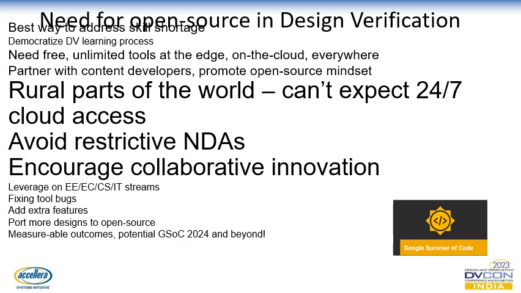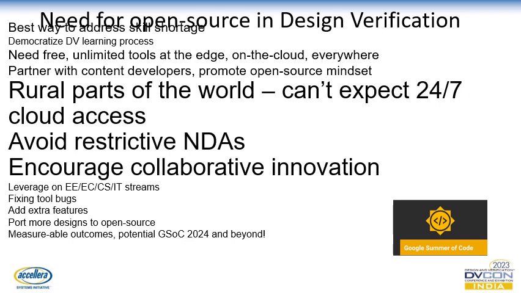And specifically, if you look at why we say that open source is better than, let's say, the cloud-based EDA being promoted by multiple other players as well. Again, clouds are great, but just be aware that there are several rural parts of the world, and you can't expect 24/7 cloud access. So while cloud is important, it's not the only solution, is what we're trying to say. And with open source, you don't have any restrictive NDAs, so you can do whatever you want with it, specifically with MIT kind of licenses. And it encourages collaborative innovation. This is very, very important.